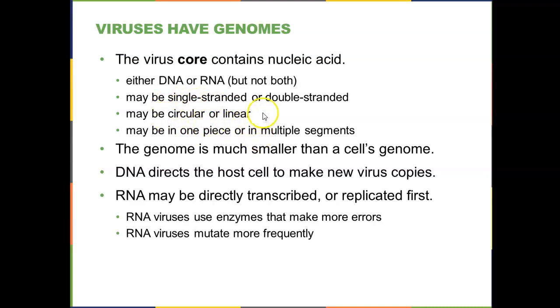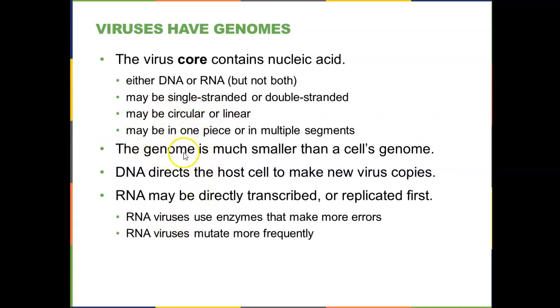Also, like their hosts, viruses that infect eukaryotic cells generally have linear genomes. Their DNA or RNA is a linear piece with a beginning and an end. And for the viruses infecting bacteria, their nuclear material, whatever it is, is typically circular, like a prokaryotic genome.